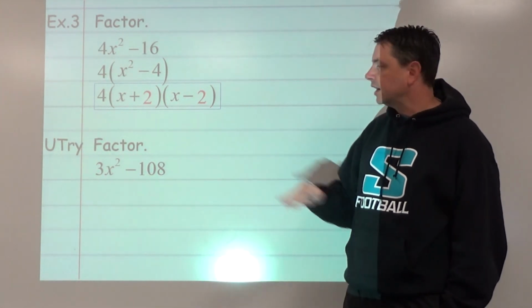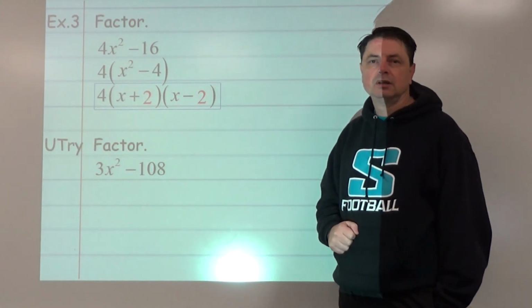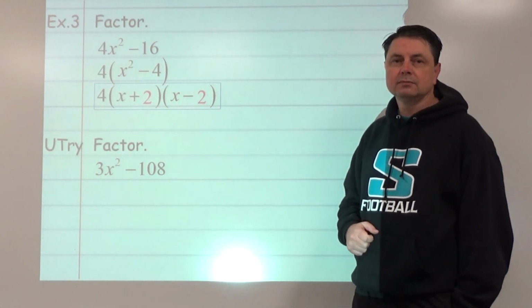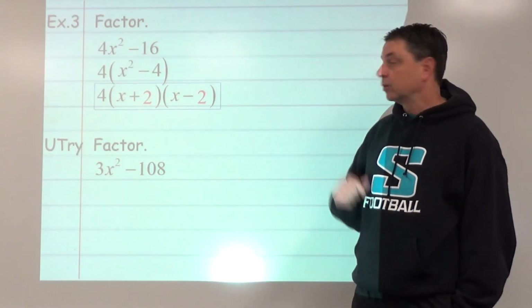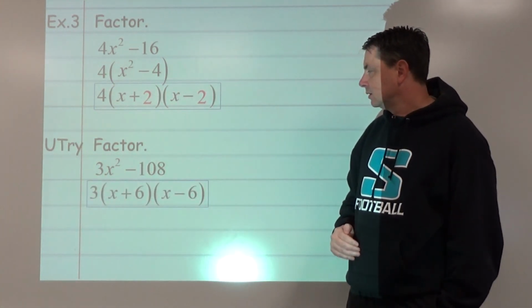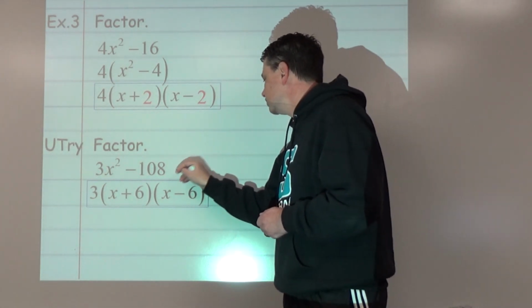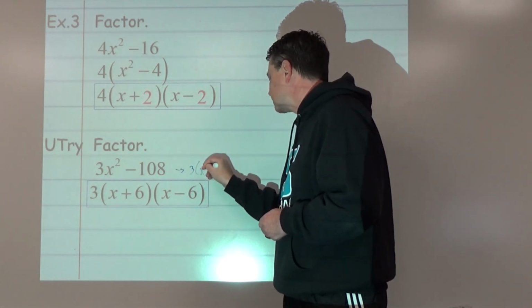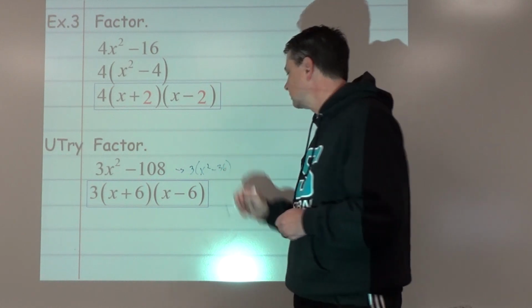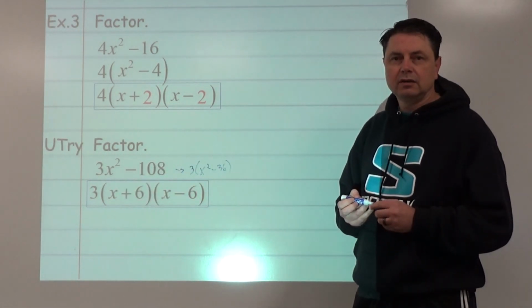All right, pause here as you factor 3x squared minus 108. Resume when you're ready. All right, we're going to start by factoring out the 3. And that would have led to 3 times x squared minus 36. And then that's a difference of squares, and it becomes there.